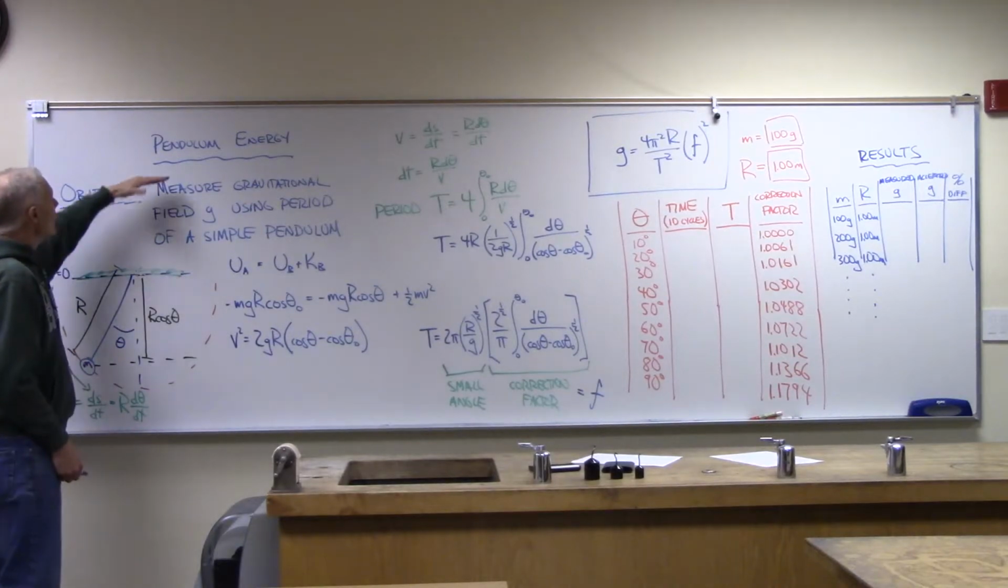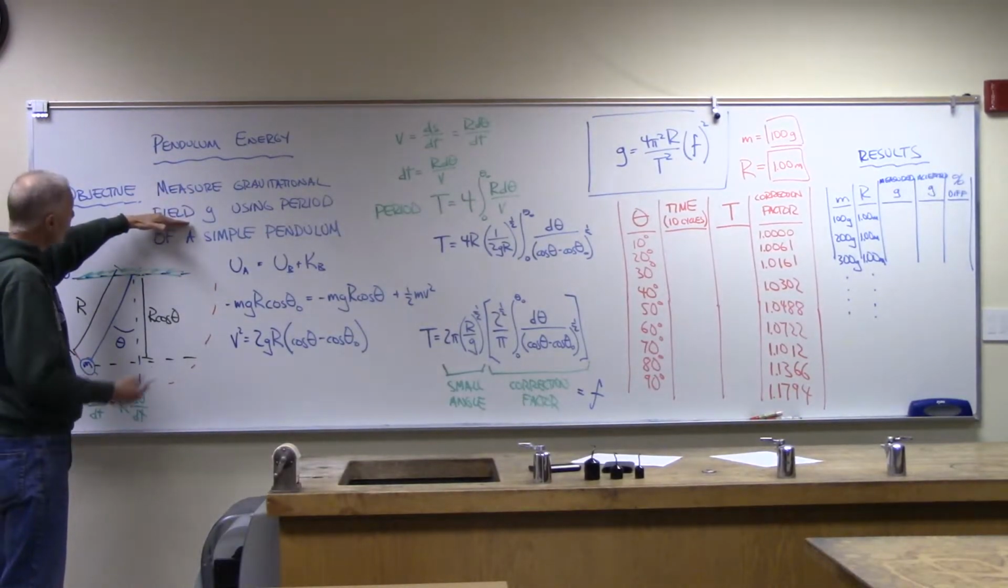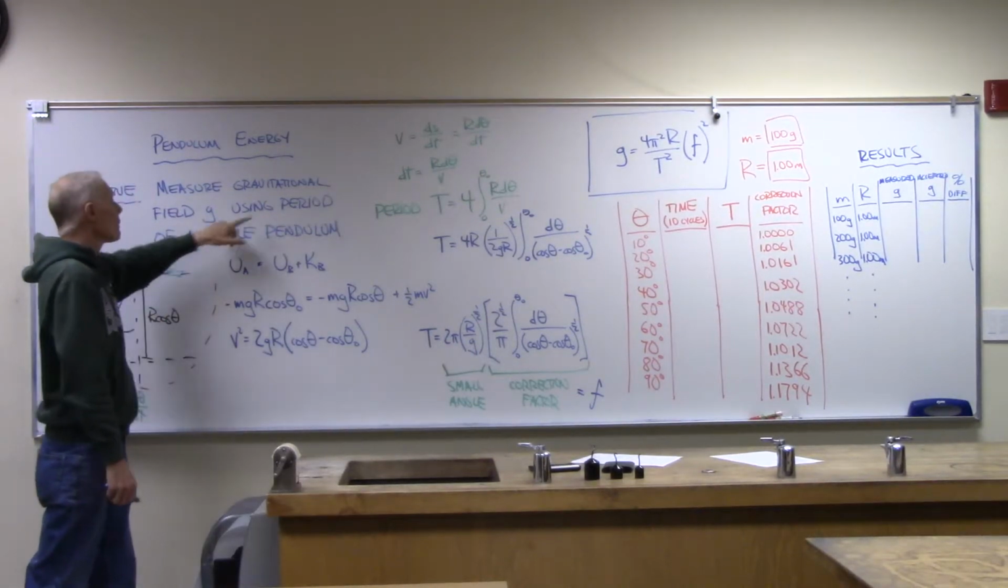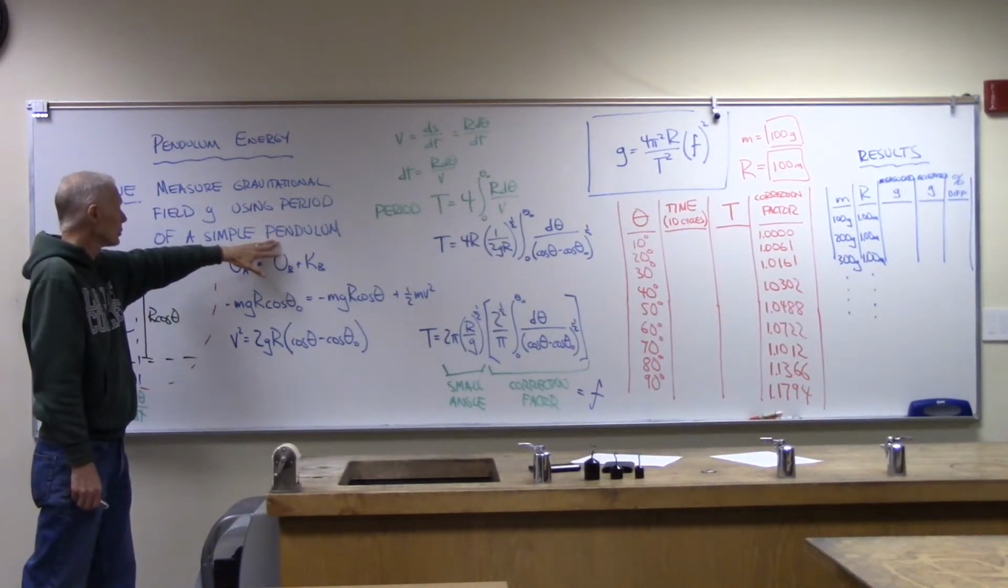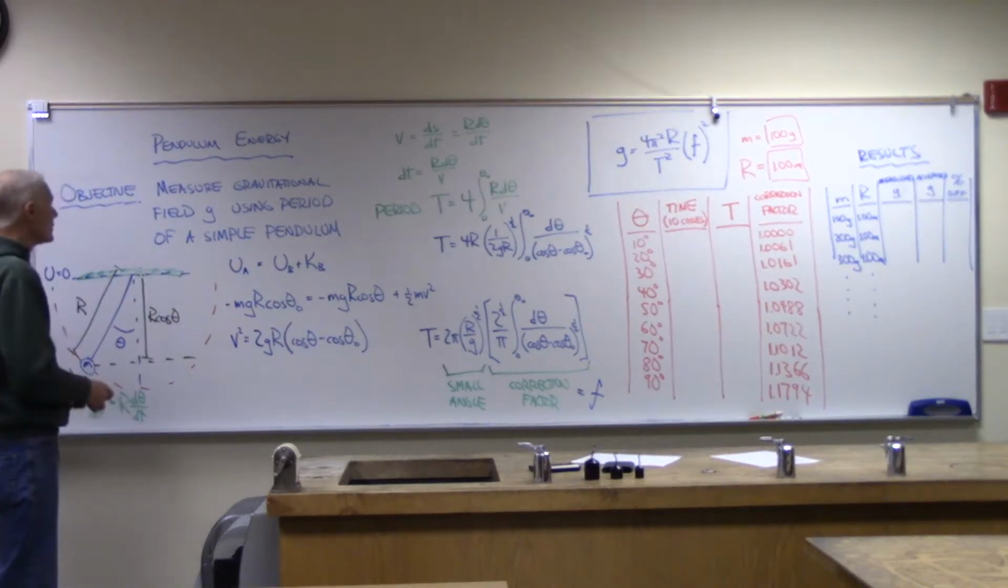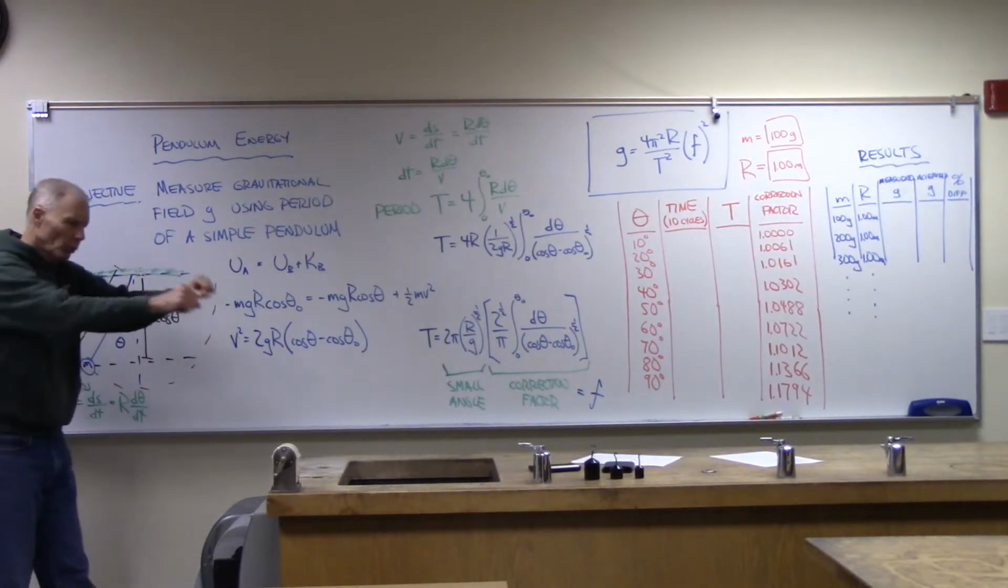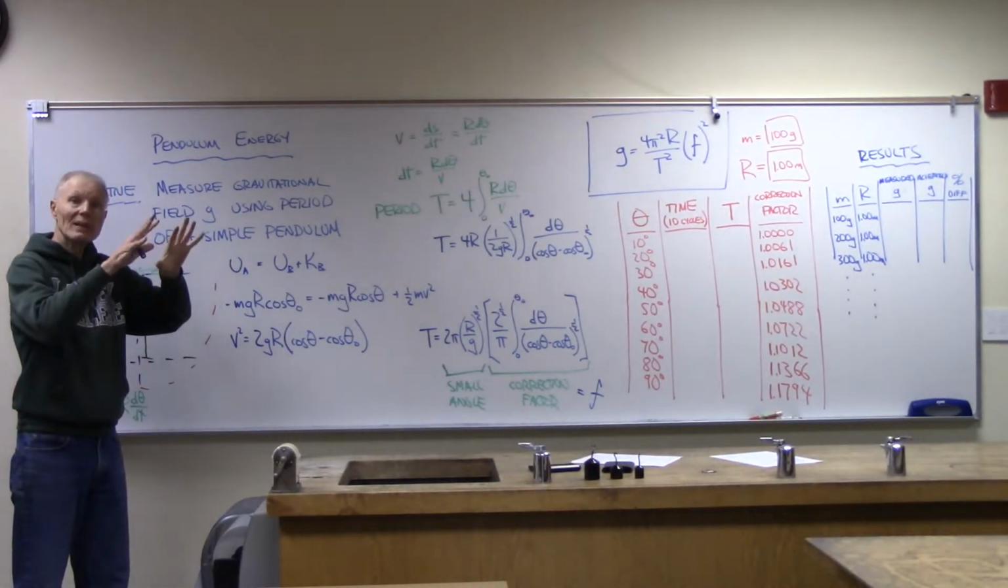So first of all, we're going to measure the gravitational field of Earth in the lab room here at Laney College using the period of a simple pendulum. And here's how it's outlined. So we'll start with energy conservation. We'll say that I'm going to pull the pendulum back and then let go.